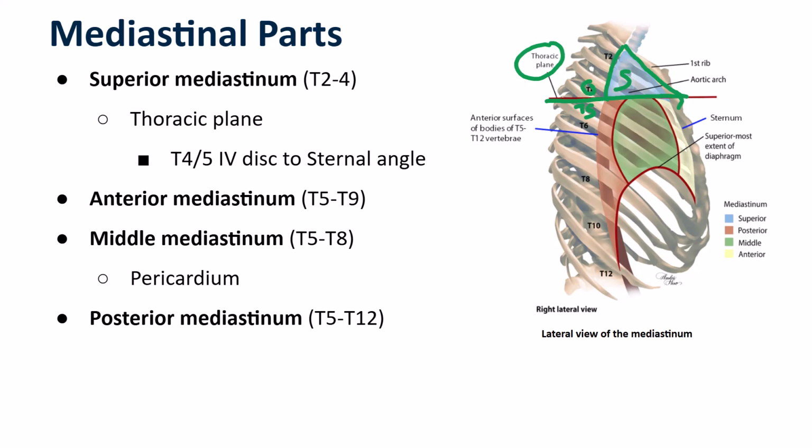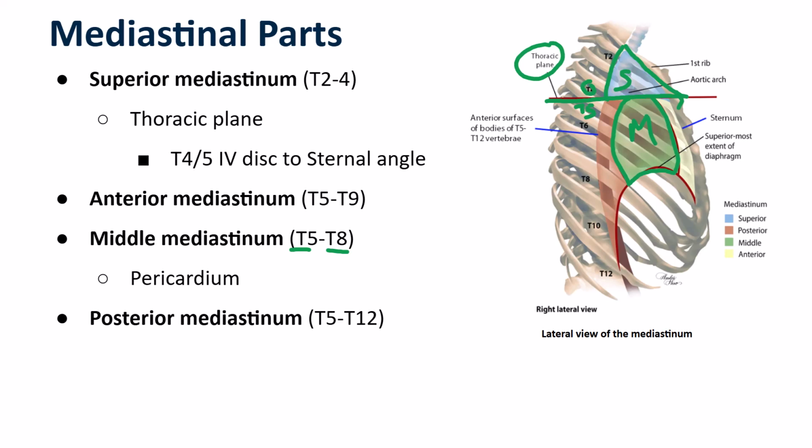Rather, we have three subcomponents. It would be helpful to begin in the middle. So outlining this green space here. In the middle here, we have the middle mediastinum is defined by the pericardium. So anything within the bounds of the pericardium is that middle mediastinum. So it is running from about the T5 level to the T8 level, where the pericardium is adhered to the diaphragm.